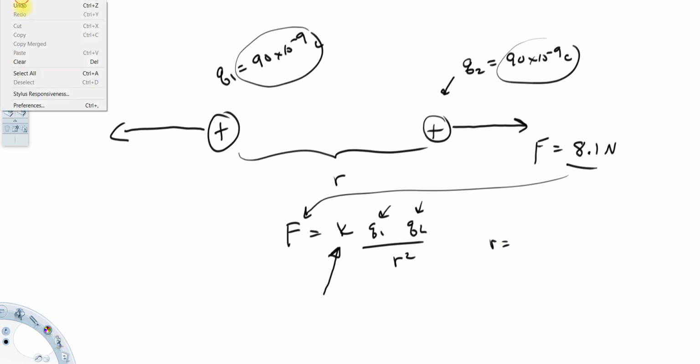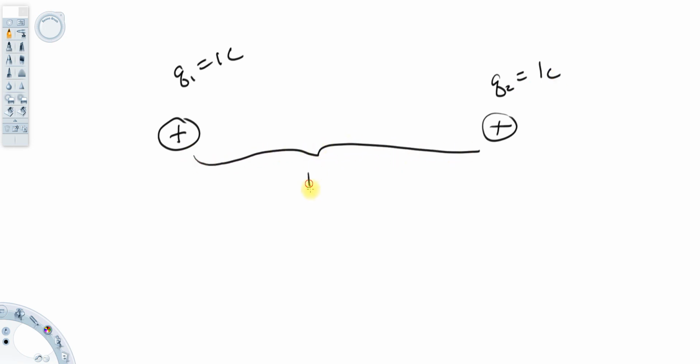Number 8 is very similar. Two equal charges of 1 coulomb. So Q1 is 1 coulomb, that is a massive charge, and apparently somewhere else there's another charge, 1 coulomb, separated by a distance of 1 kilometer. Now that's 1,000 meters in standard units. What is the magnitude of the force acting between them? So just calculate the force between them.